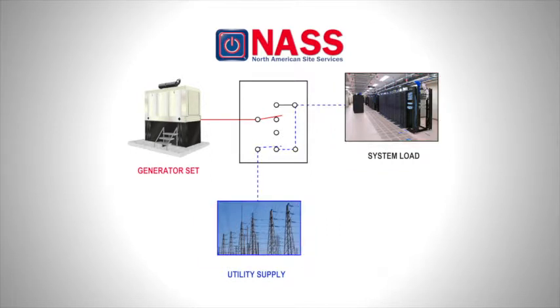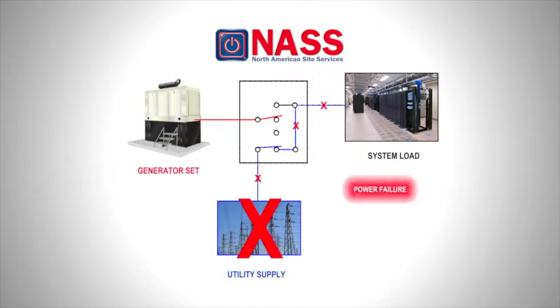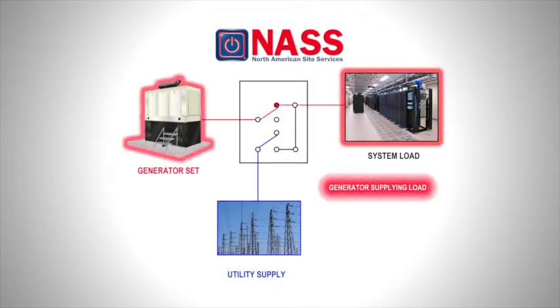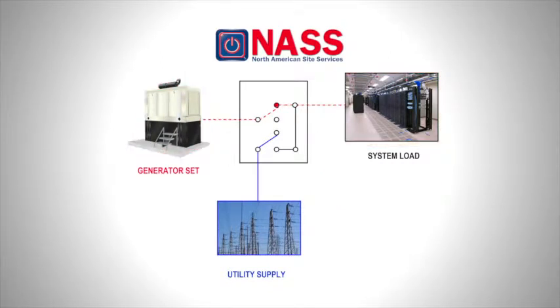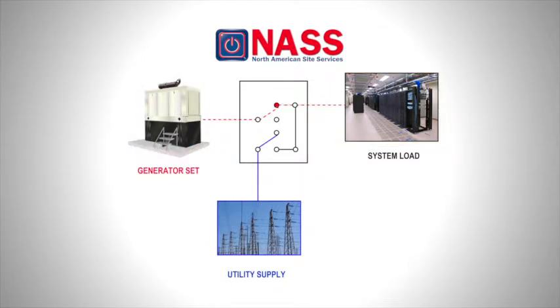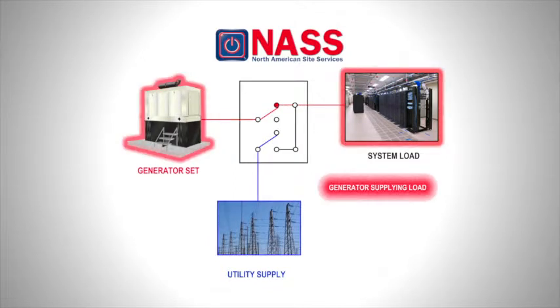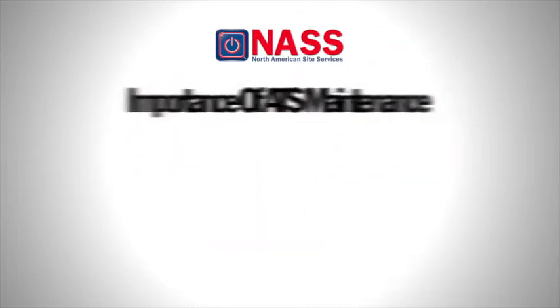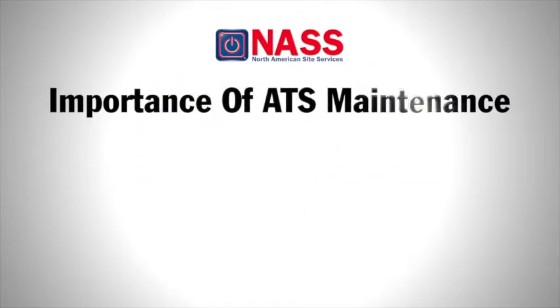As this animation shows, utility power normally flows through the ATS contactor that connects the utility to the load. In a power failure, the utility contactor is de-energized. The control panel senses utility failure and signals the generator to start. When the generator has reached full voltage, the generator contactor is energized and closes the supply power to the load. The utility and generator contactors are mechanically and electrically interlocked to ensure only one power supply can be fed to the load.